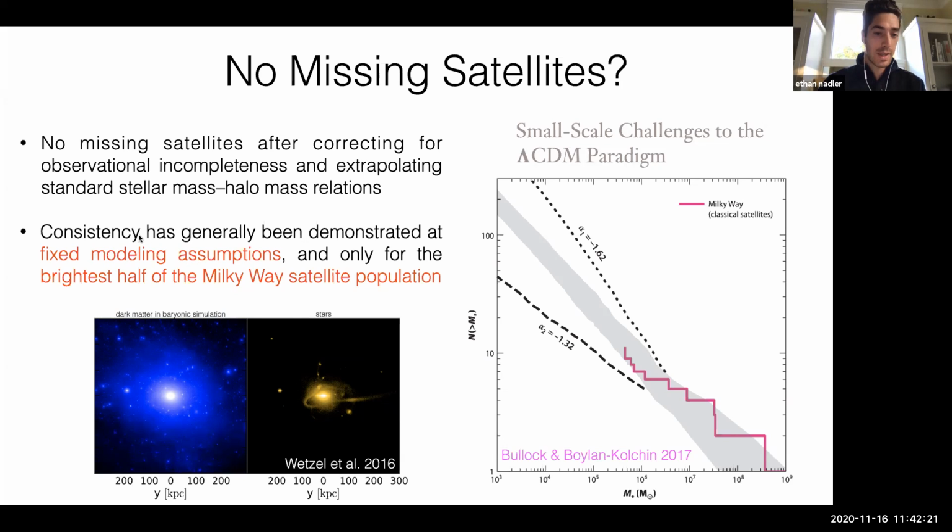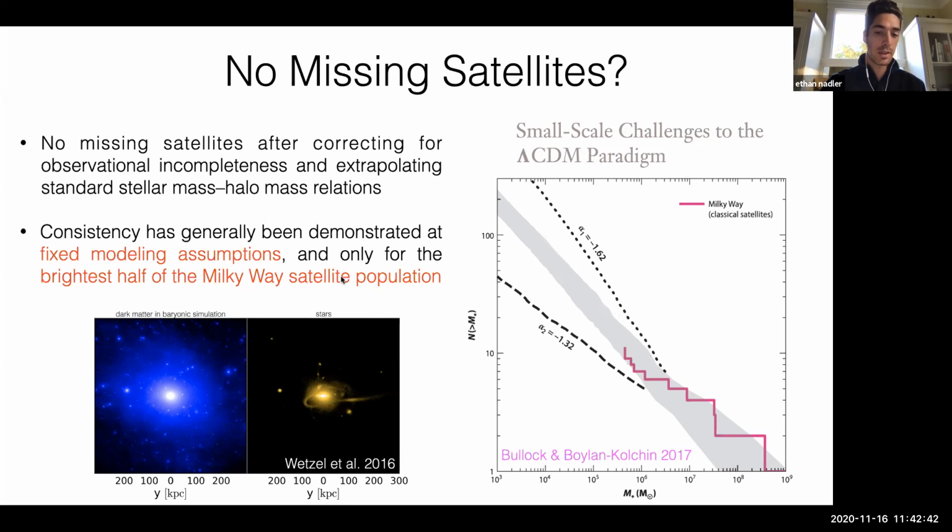So the important thing is that this consistency, this claim that there's no missing satellites problem, has generally only been demonstrated at fixed modeling assumptions. So for example, fixed assumptions about subgrid physics in hydro simulations, or in the case of empirical modeling, fixed assumptions about extrapolations of the stellar mass halo mass relation and so on.